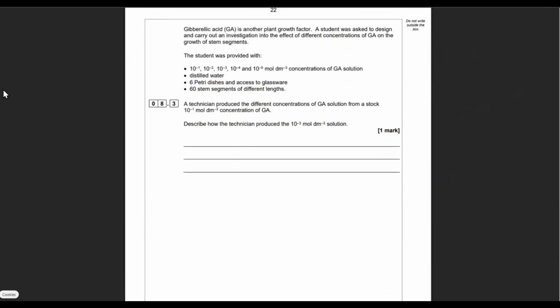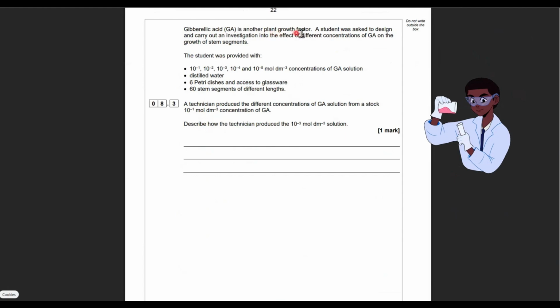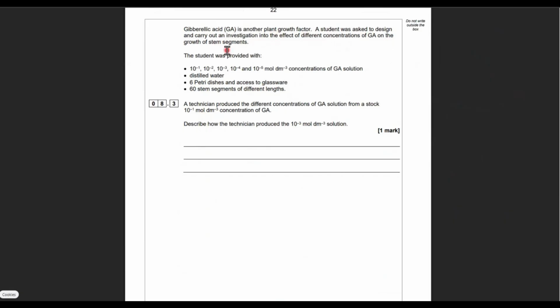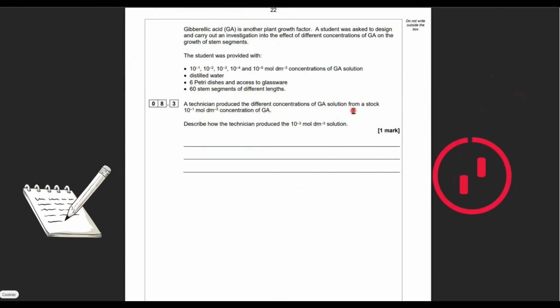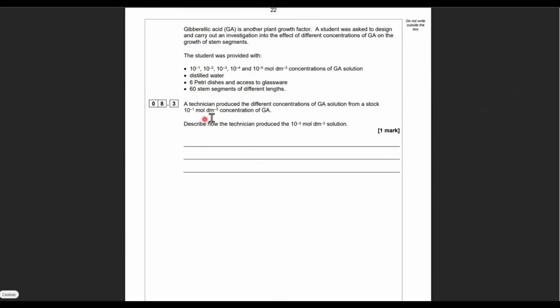A technician produced the different concentrations of GA solution from a stock 10 to the minus 1 concentration of GA. Describe how the technician produced 10 to the minus 3 mole per decimeter solution. Why don't you pause the video, have a go at this one, and then I'll go through with an explanation. Okay, so if you started off with a 10 to the minus 1 mole per decimeter concentration of GA, how could you dilute it down and produce a 10 to the minus 3 solution?